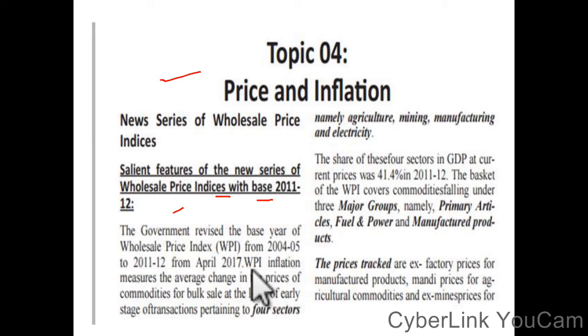Okay, wholesale price index from April 2017. The government revised the base year of the wholesale price index from 2004-05 to 2011-12 from April 2017. WPI inflation measures average changes of the prices of commodities at the level of early stage of transaction pertaining to four sectors, namely agriculture, mining, manufacturing, and electricity.